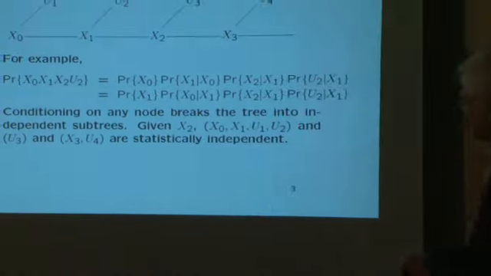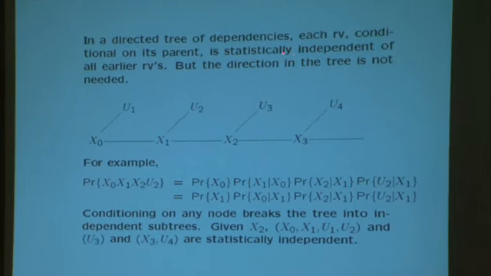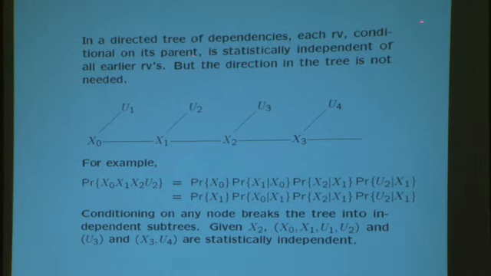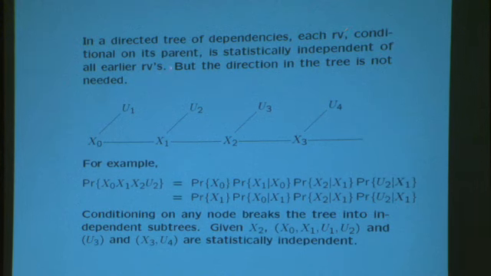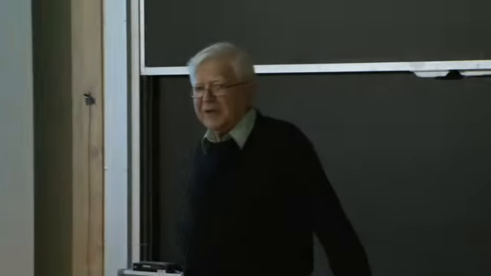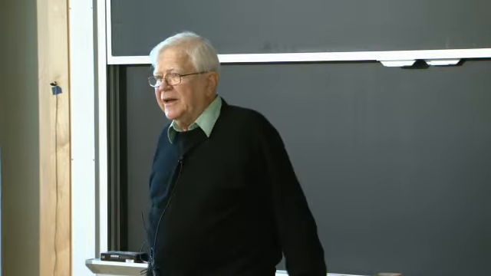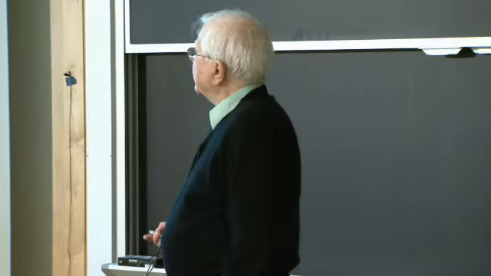I thought I'd better illustrate this a little more. If you have a directed tree of dependencies, each random variable conditional on its parent is statistically independent of all earlier random variables. In other words, this random variable here, conditional on this random variable, is statistically independent of this, this, and this. And so you can move forward in this way, defining each random variable as being statistically independent of everything in the past, conditional on just this one previous random variable.